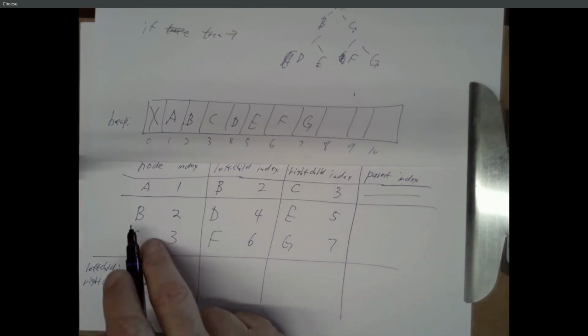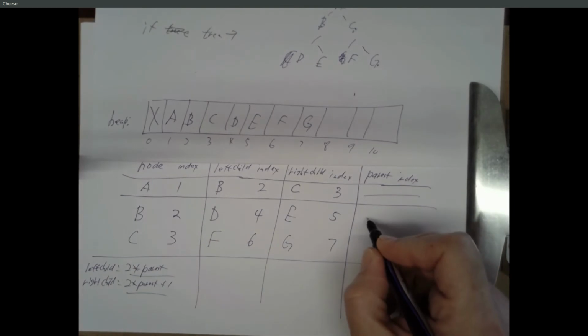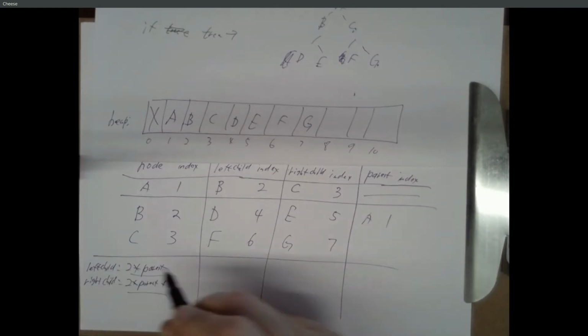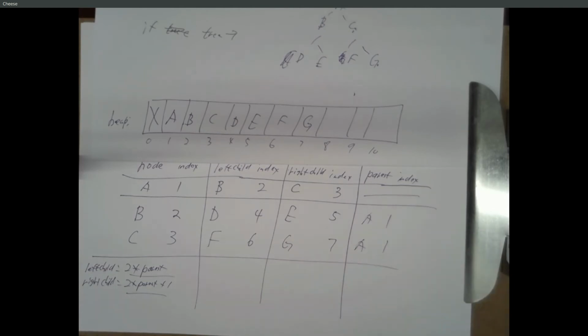Okay, node B has a parent of 1. Parent is A. Node C has a parent of A, which is also 1. Any guesses how you find your parent? If you know your index, how do you find the index of your parent? Do you know if you're the right child? No, you don't. If you did, what would you do? Wouldn't you just back solve it?